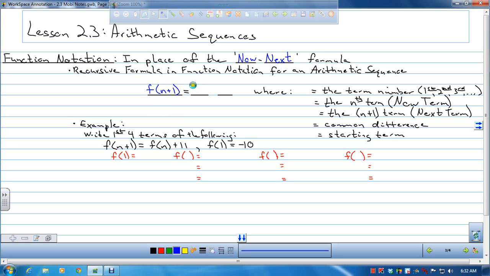So what would be the now part of this? Well, if this is f of n plus 1, this would just be f of n. And remember that what do we do to that previous value to get the next value? We add our common difference. Okay. So filling in the blanks over here, n is going to be our term number in this. Okay, so if I'm looking for the first or second or third or fourth, that's what goes in here.